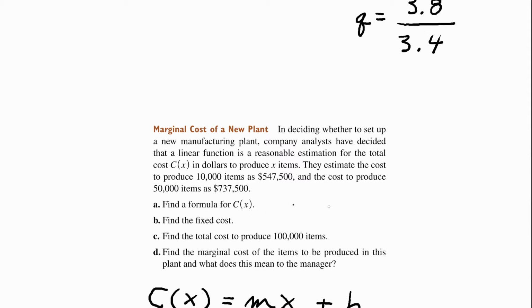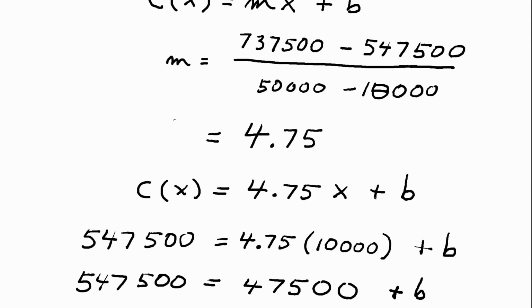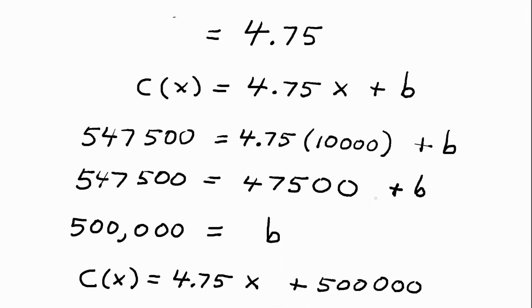The fixed cost. What is that? Well, that is defined to be the cost of producing 0 items. So if we plug in X equals 0 into our model, we see that the fixed costs are $500,000. You can see that from this line right here.